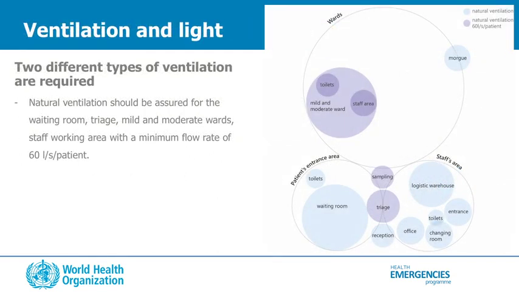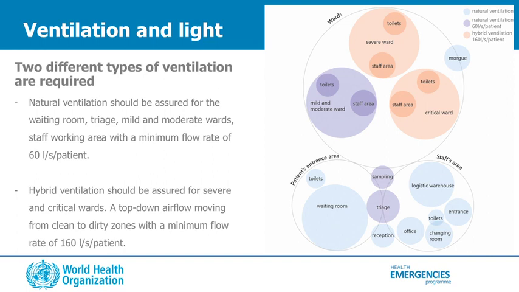Ventilation is a key component for IPC in a SARI treatment center. Different types of ventilation are required according to specific service and wards. Natural ventilation with a minimum flow rate of 60 liters per second per patient should be assured for the service in violet, waiting room, triage, mild and moderate wards.